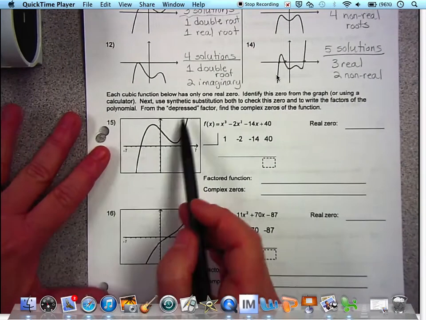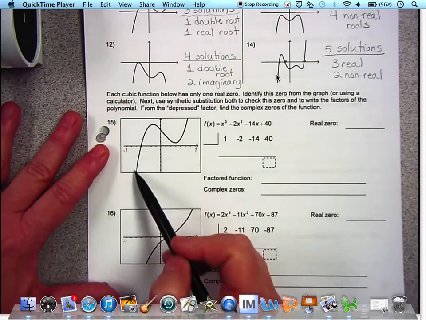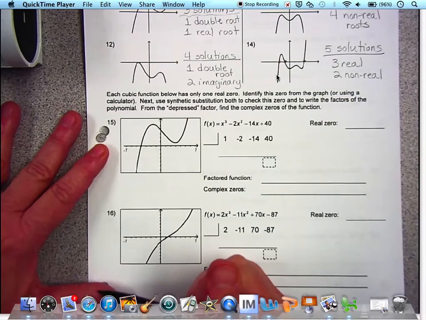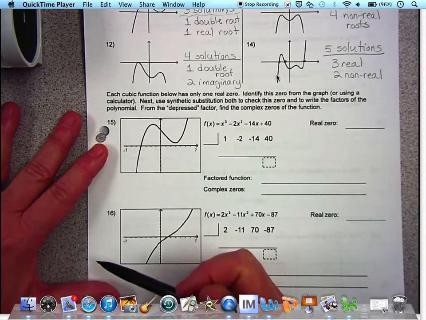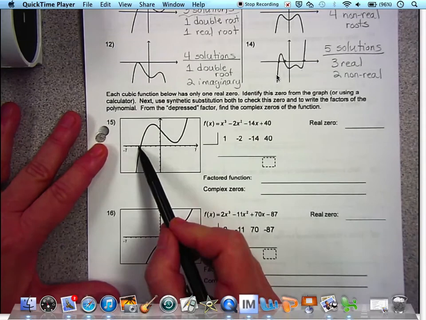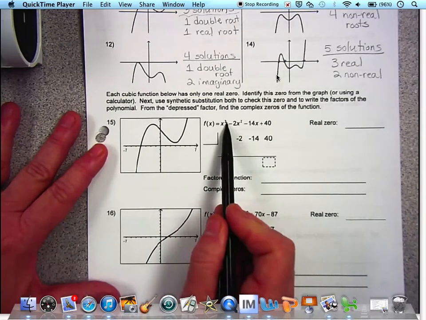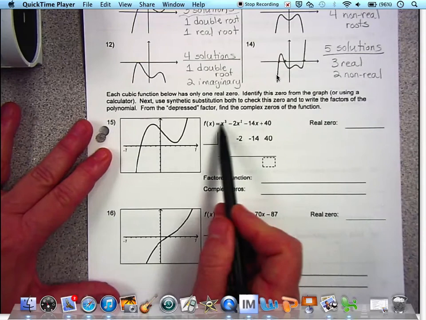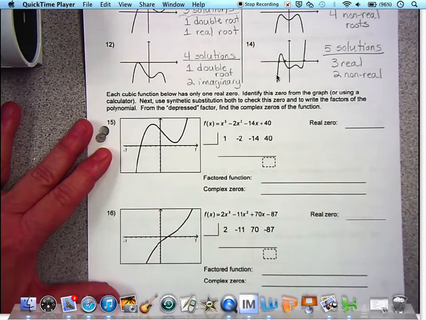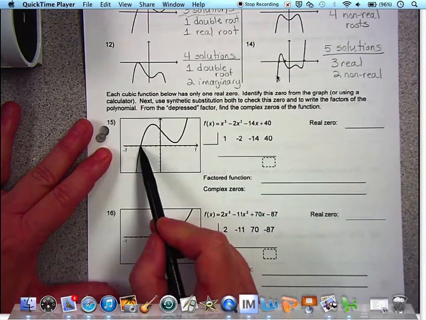They're giving you a function here. This is a cubic function. How many real solutions does it have? 1. So how many imaginary will it have? 2. It has 1 real. It's a cubic, so it has 3 solutions. 1 is real, 2 are imaginary. We've got to figure out this real solution.